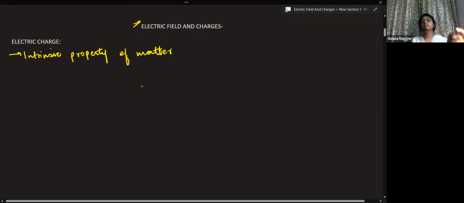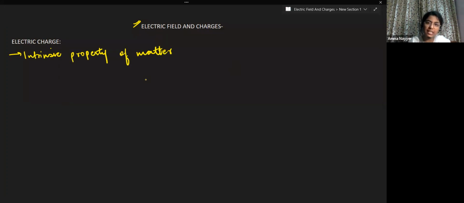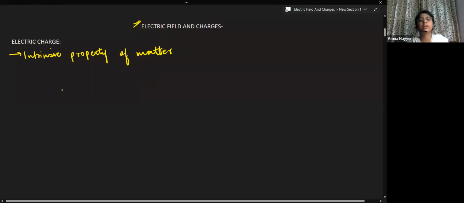This property, this electric charge, gives rise to various phenomena. Like we'll study electric forces, we'll be studying electric fields and various phenomena associated with it. So this gives rise to electric forces.